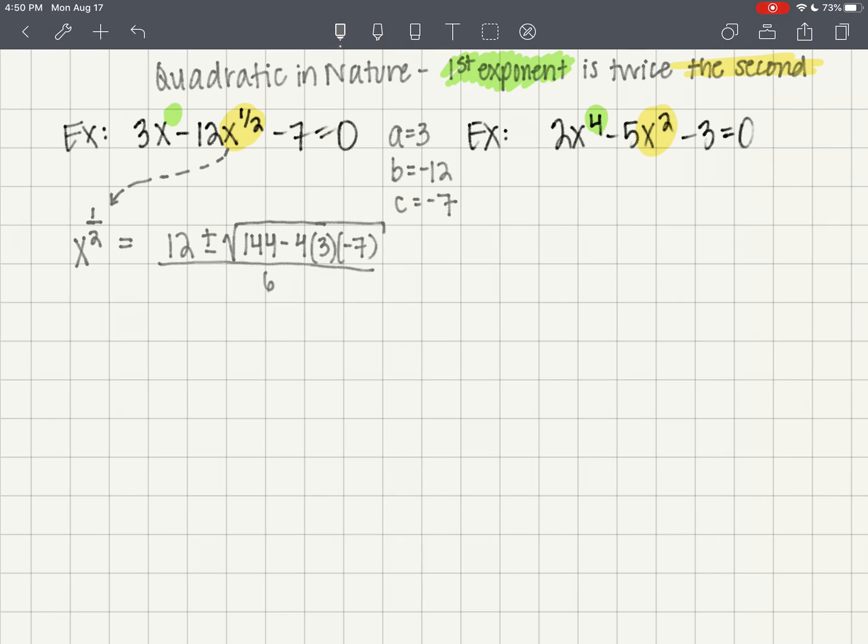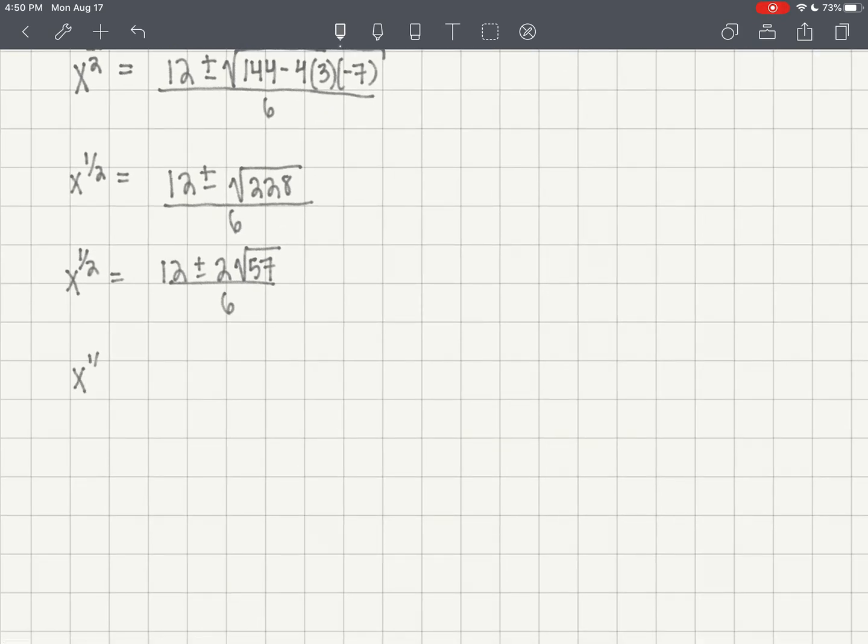all over 2a. Since we did this one already, I'm going to go right to the answer, well, close to the answer. 12 plus or minus the square root of 144 plus 84 is 228 all over 6. 12 plus or minus 2 times the square root of 57 all over 6. And that's x to the 1/2 equals 6 plus or minus the square root of 57 all over 3.